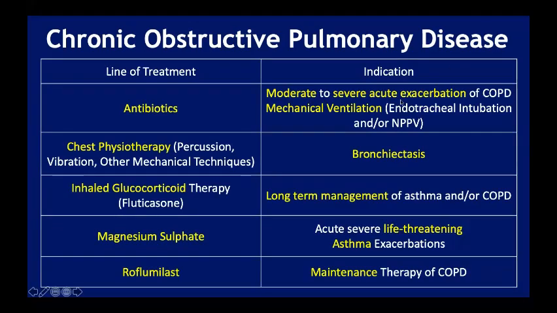Antibiotics given in moderate to severe acute exacerbation of COPD. Mechanical ventilation, endotracheal intubation, and or NPPV. Chest physiotherapy, percussion, vibration, other mechanical techniques given for bronchiectasis. Inhaled glucocorticoid, fluticasone: this is given as a long-term management of asthma and or COPD. Magnesium sulfate given for acute, severe, life-threatening asthma exacerbations. And roflumilast given as a maintenance therapy of COPD.